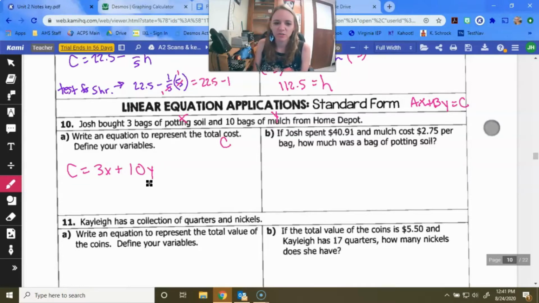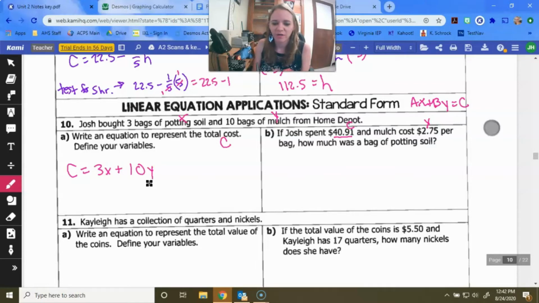Now, application. If Josh spent $40.91 and mulch cost $2.75 per bag, how much was a bag of potting soil? Alright, so this is going to be the C. And the mulch cost was my 10. So this is my Y. They're telling me that I got 10 of them times 2.75. This will be the cost of that. And then I'll have the X left and I can solve for that.